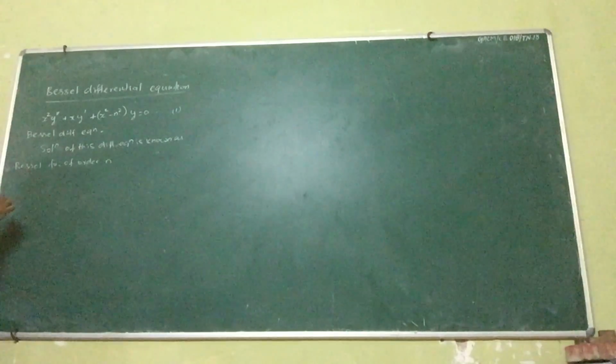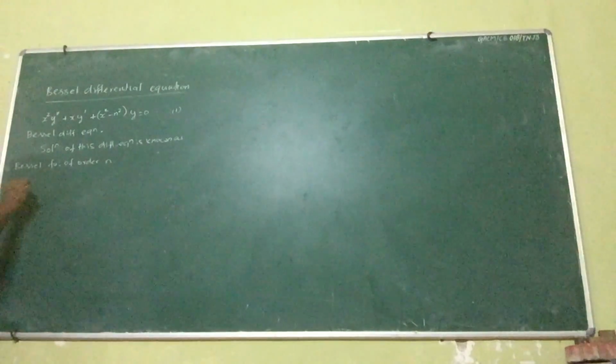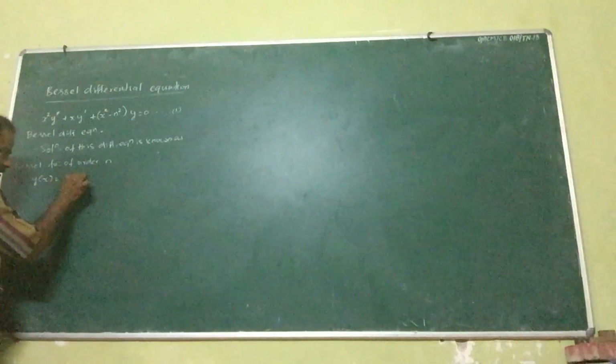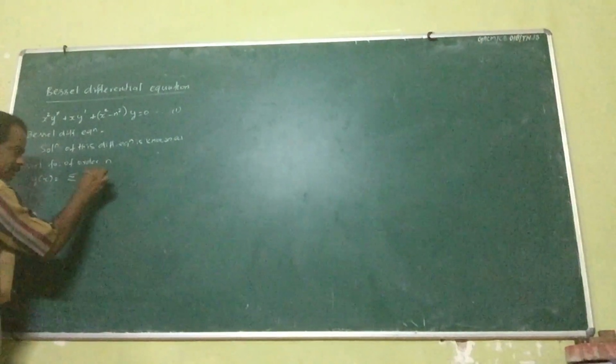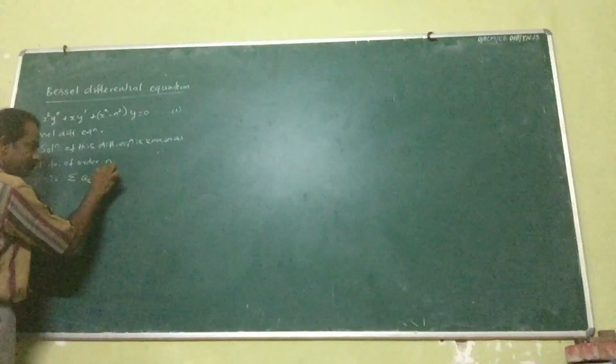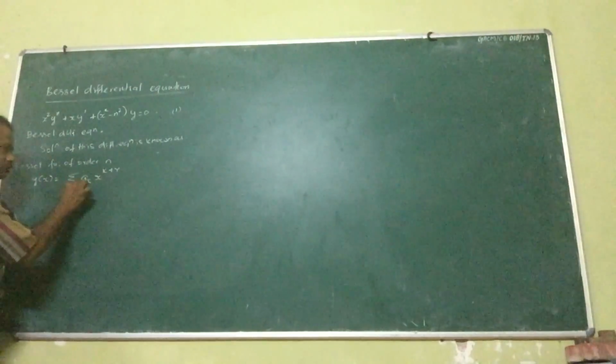As usual, we are going to solve this Bessel differential equation by means of a power series, in ascending order as well as descending order. We assume the solution in terms of a power series, the sum of a_k x to the power k plus r, for k equals 0 to infinity. Last time it was x to the power k, but this time we use k plus r.